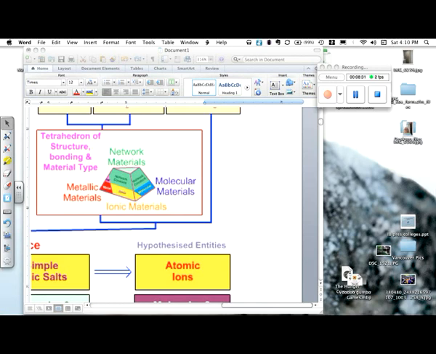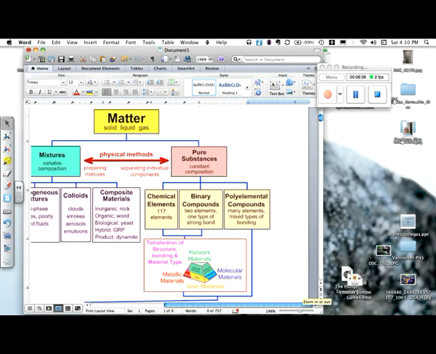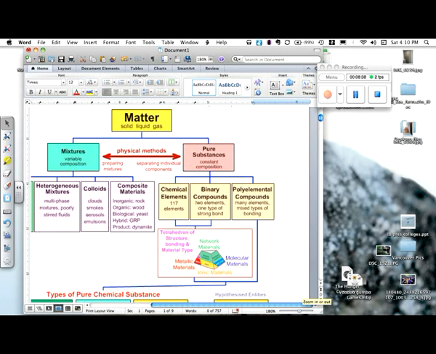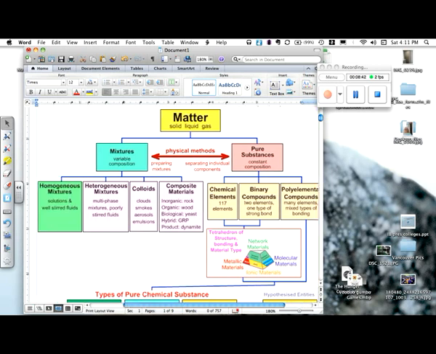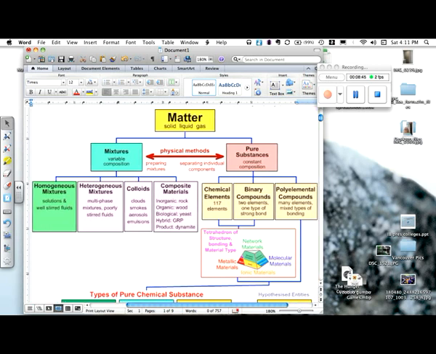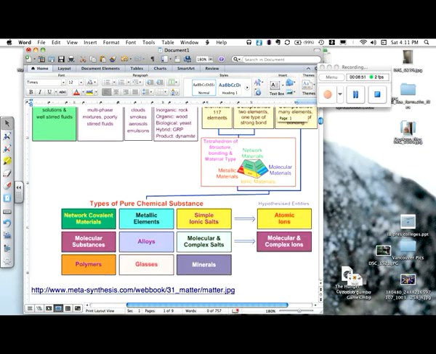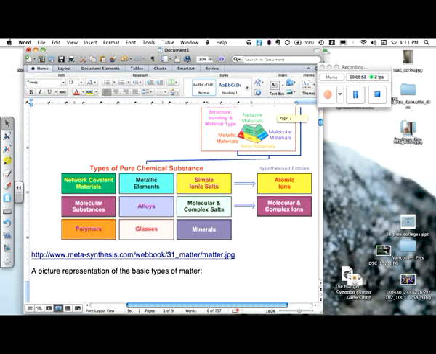Okay, I want to, let's see, there we go. Bring that down a little bit more. Okay, so we have talked about mixtures versus pure substances and the types of bonding that holds those substances together, as a reminder. And then we have an even more detailed kind of this cube or this tetrahedron pulled apart, pure substances.